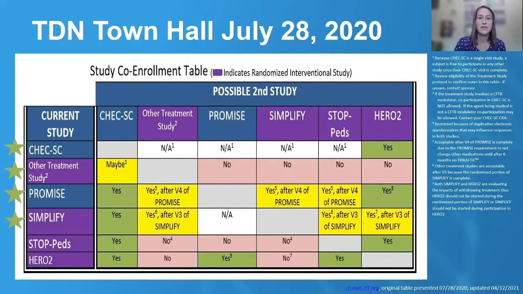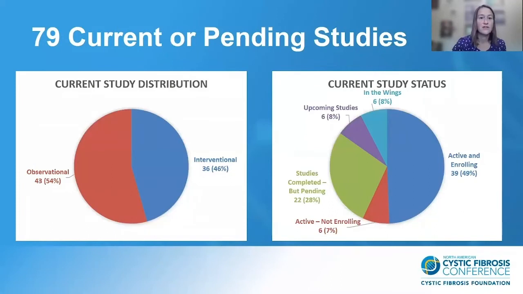While we participate in 3 of these TDN studies and additional other treatment studies, we have a total of 39 open and enrolling studies. Currently, our research team is overseeing 79 studies. Evenly split between observational and interventional studies, they are in varying stages. About half are open, active, and enrolling.